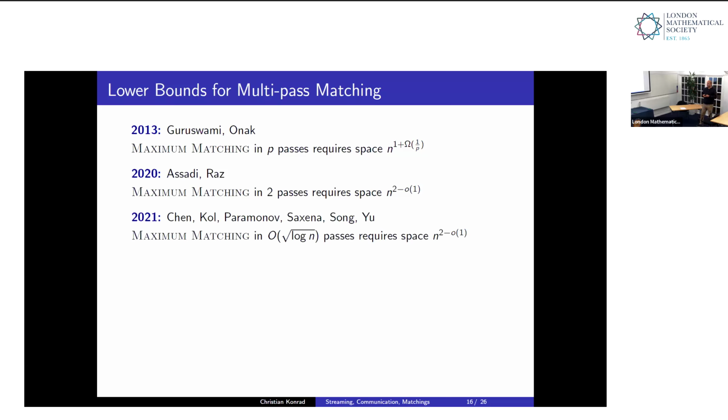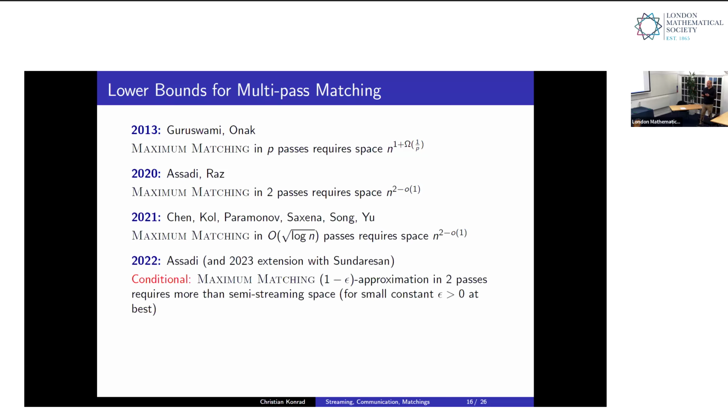We then had the first conditional result for approximate matching. So what happens now if we don't require the exact solution, but we're happy with a 1 minus epsilon approximation? Well, the first paper basically proved that there exists such a small constant epsilon, conditioned on some conjecture, which I'm not going to go into very much now, but it basically said we can't get a 1 minus epsilon approximation using only this n polylog n space.